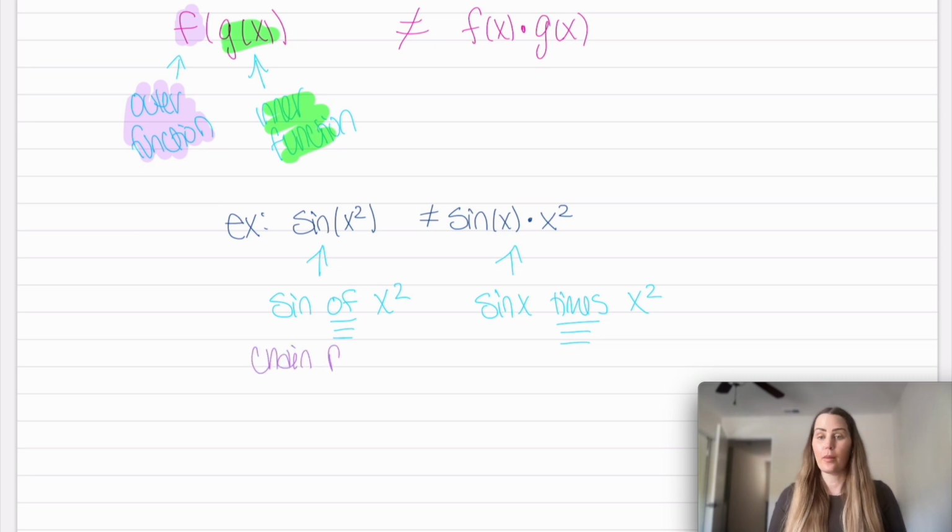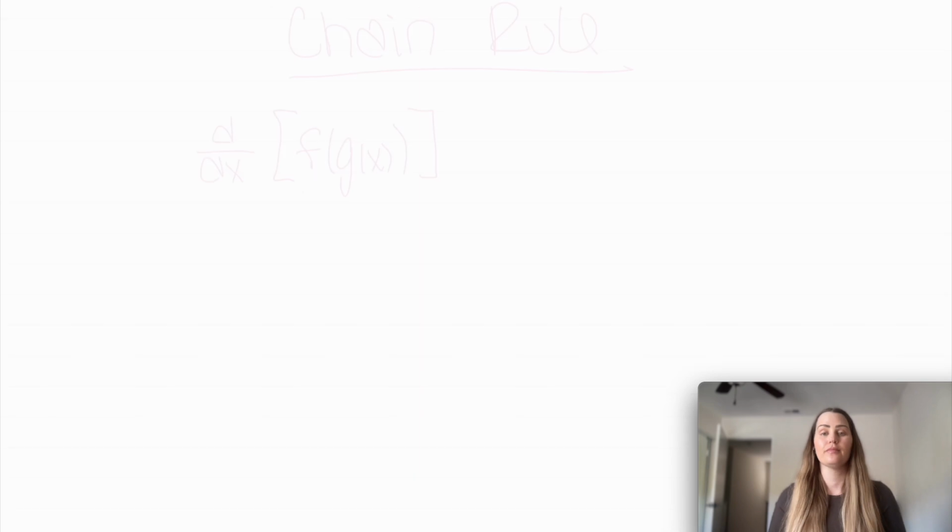So for the first one, for a composite function, we use chain rule. For the second one, for two functions multiplied together, we use product rule. So that's a big one, we don't want to get confused. Chain rule, product rule, two very different things.